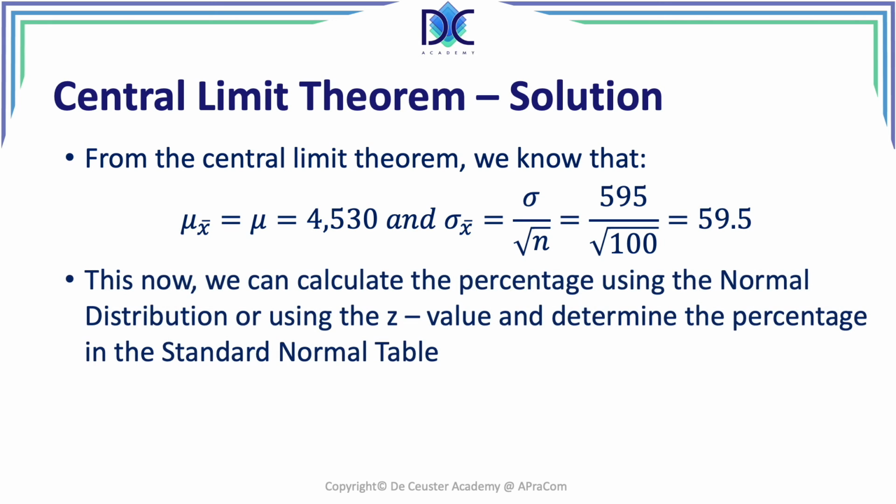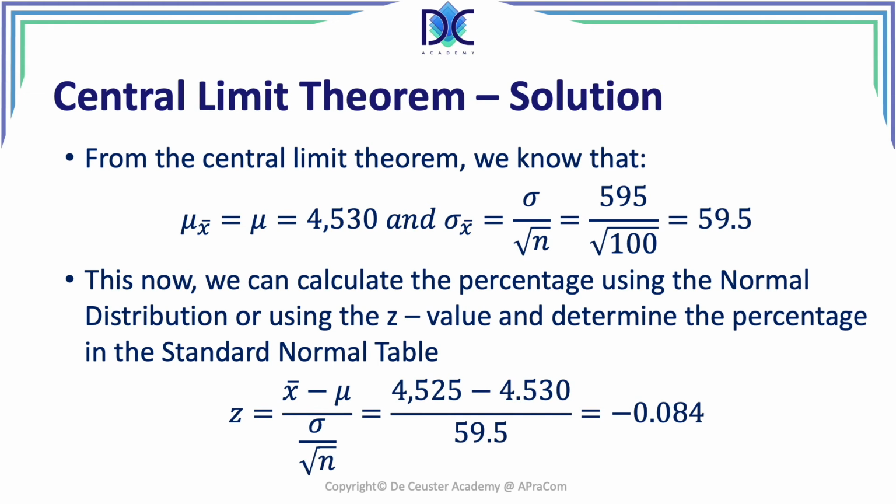Now, we can calculate the percentage using the normal distribution or using the z-value and determine the percentage in the standard normal table. So we have the z-value, which is x average minus mu divided by the adjusted standard deviation. So we find here 4,525 minus 4,530 divided by 59.5 gives us a value of minus 0.084. So it will be close to 50%, a little bit less than 50%.